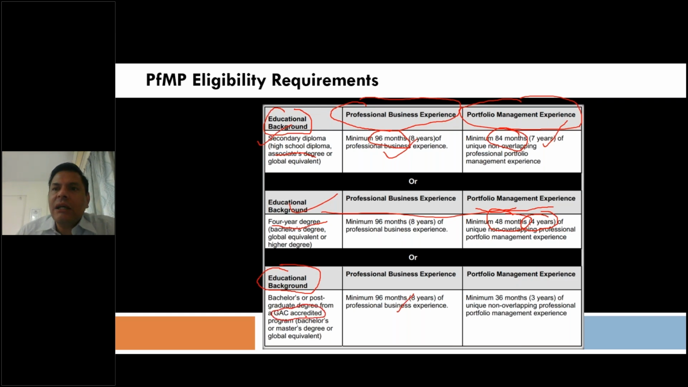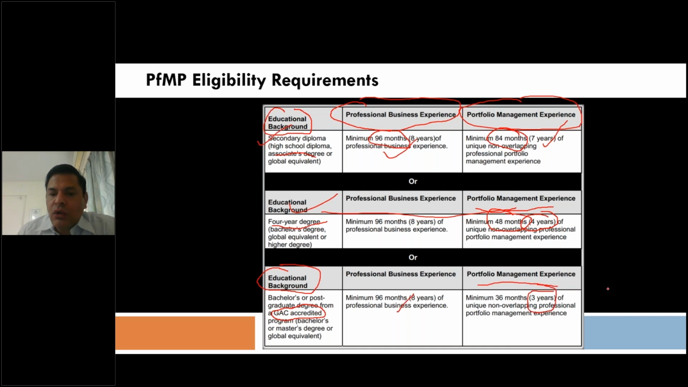This is the PMI. Some universities take the PMI curriculum and PMI framework and teach it in their colleges. If you have a bachelor degree from a PMI affiliated or PMI recognized, GAC accredited program, then you will require only 3 years of portfolio management experience.